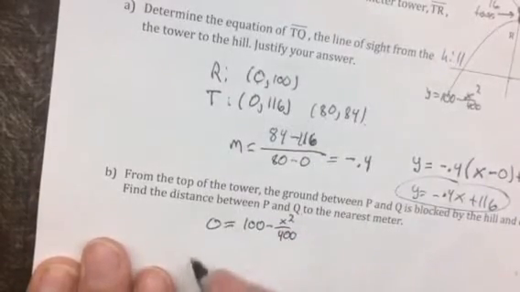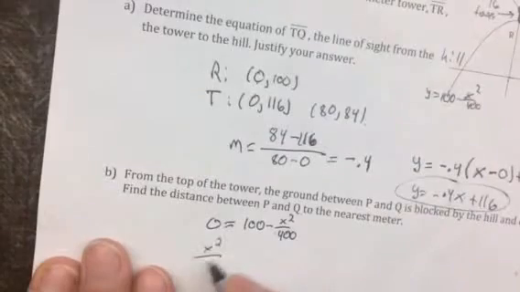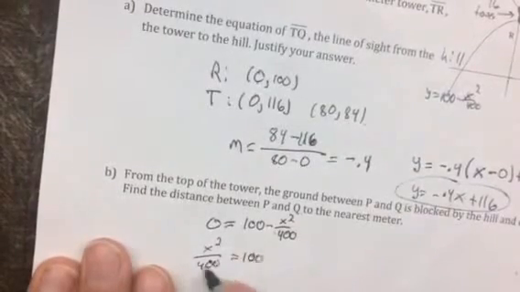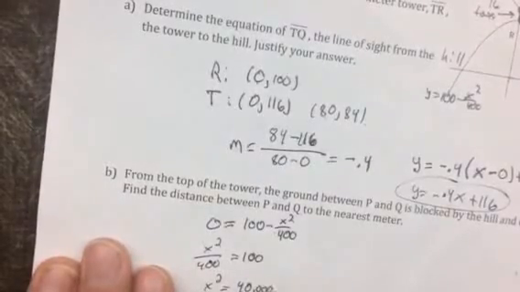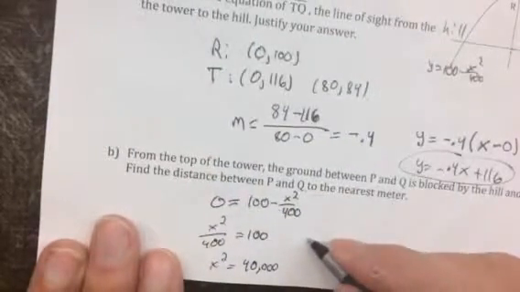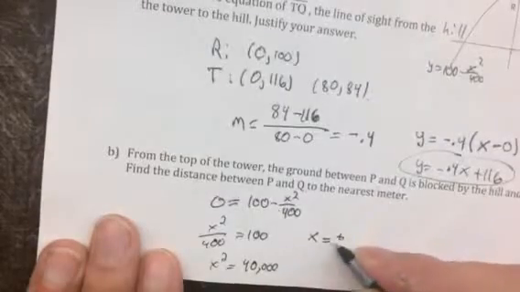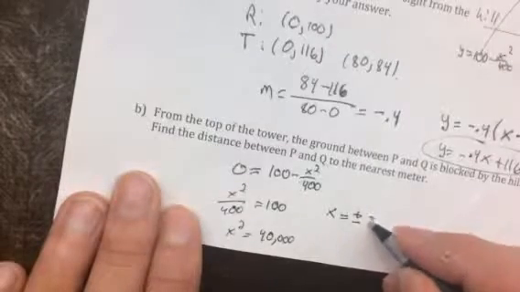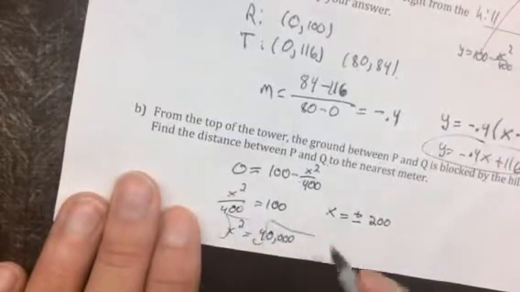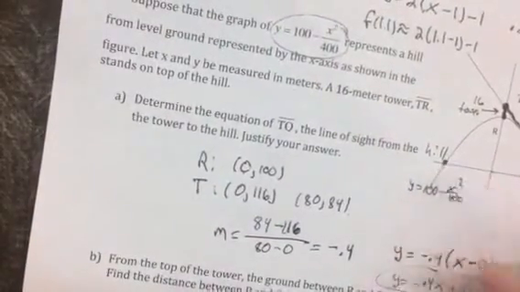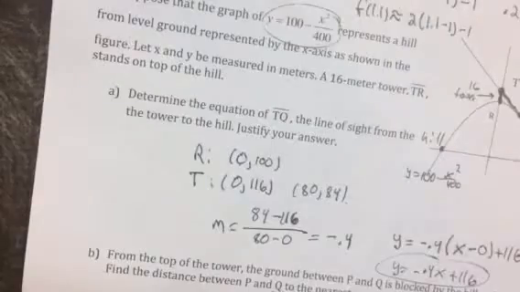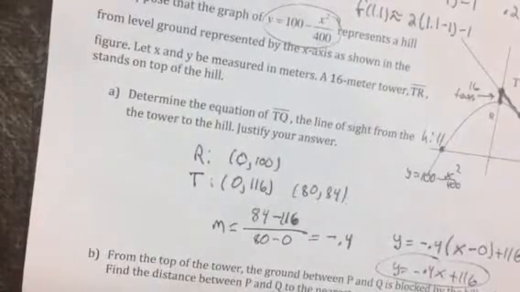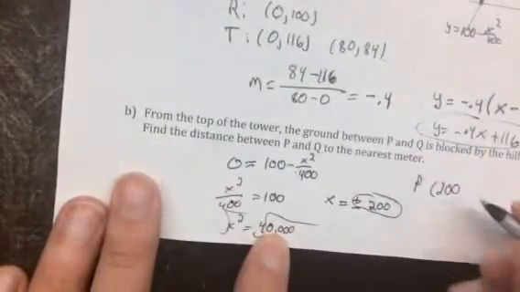And we need to be able to solve this equation. I'm going to move this to the other side. So x squared over 400 equals 100, multiplied by 400. So 40,000 equals x squared. And take the square root of both sides. So x equals, remember when we take the square root of both sides, it's plus or minus. So x equals plus or minus 200. Now, these are the two x-intercepts. One is over here, one is here. We only care about P, so we're going to use the positive one. So P is 200, comma 0.